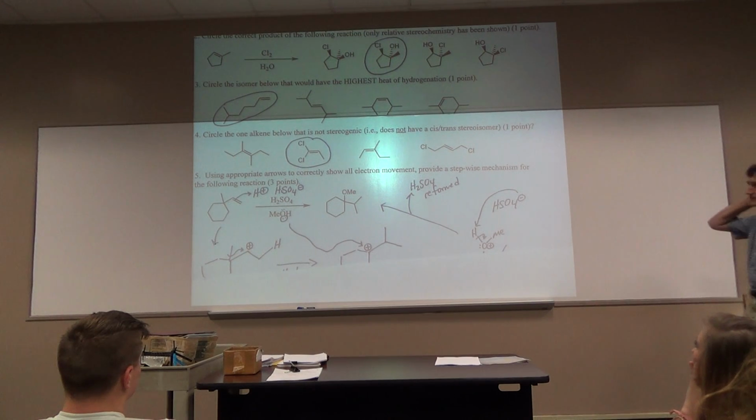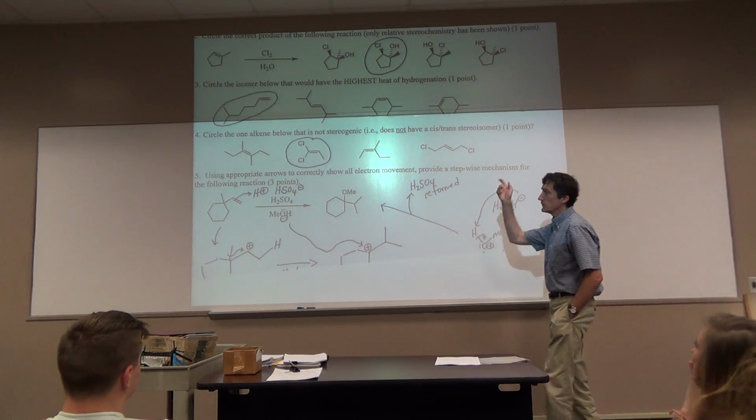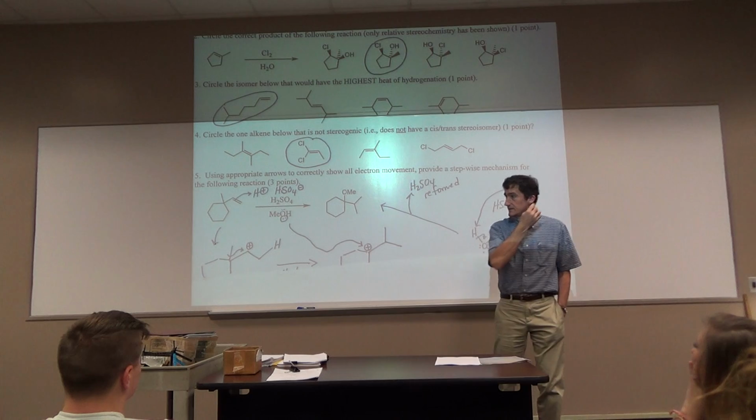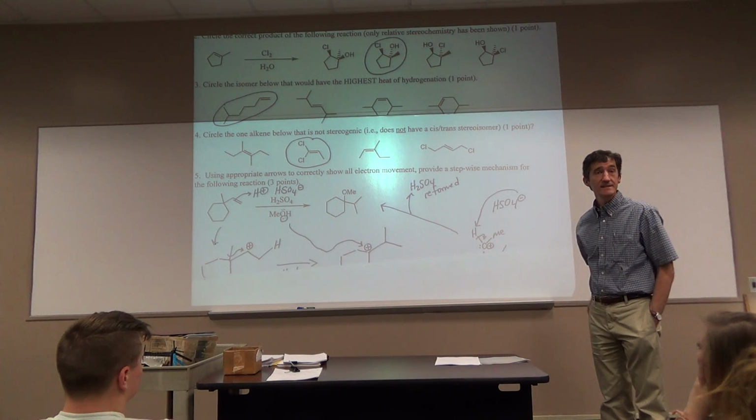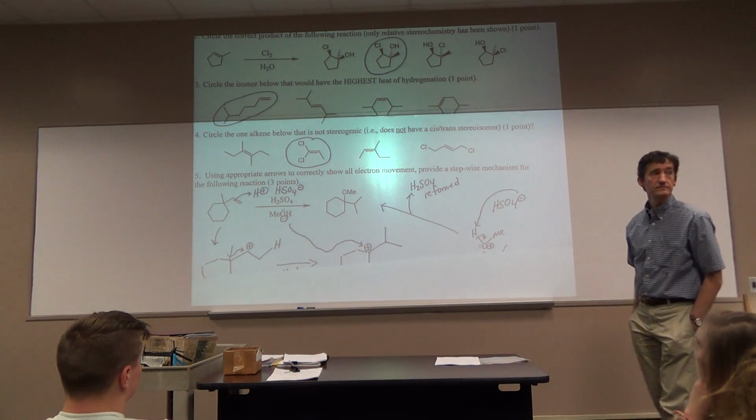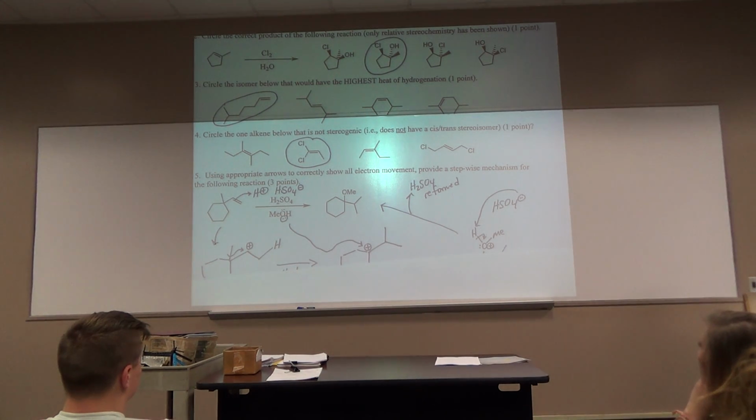Which one is not stereogenic? The one circled? The one circled has no E or Z, right? All the others are either E or Z. How do we do? Questions?